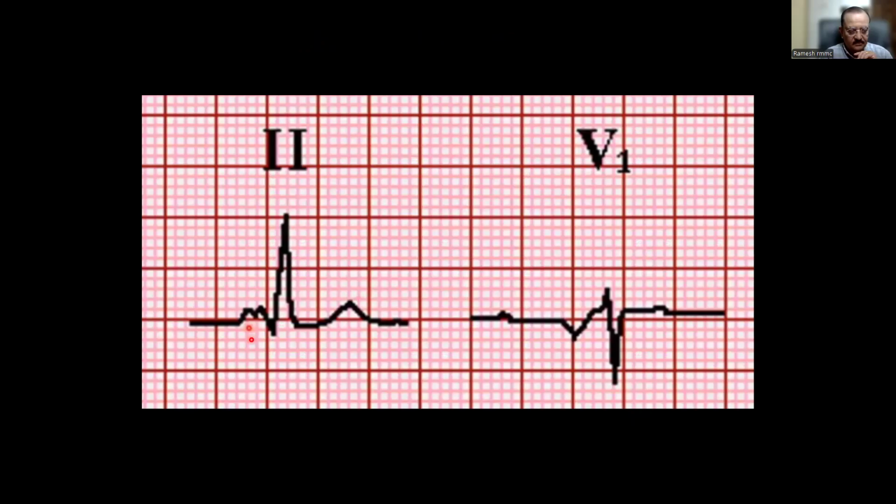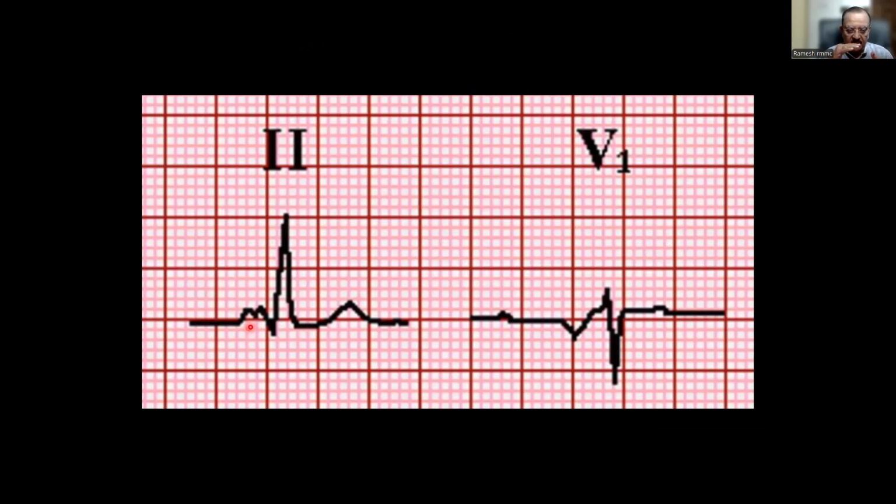See here. It is a bifid P wave. See, the problem is in the width. See here, from here to here, both comprise the P wave. You must measure the P wave from the beginning to the end of the P wave. It's almost more than 3.5 small squares. So it is a wide P wave.